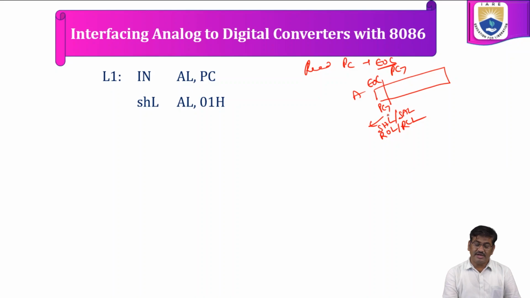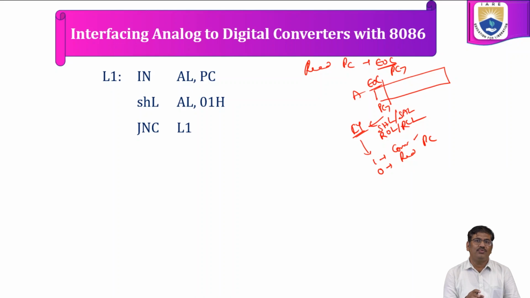When we shift these contents towards the left side, PC7, which is nothing but the EOC signal, will be given to the carry flag. So if carry flag is equal to 1, conversion is done, so we can read the data. If carry flag is equal to 0, conversion is not done, so again go for reading port C. We will check if carry is equal to 0, again go to loop 1 for reading port C. For that you will write JNC loop 1.